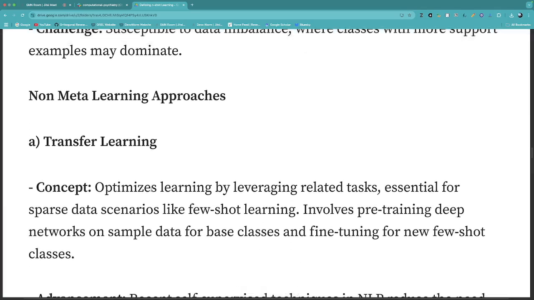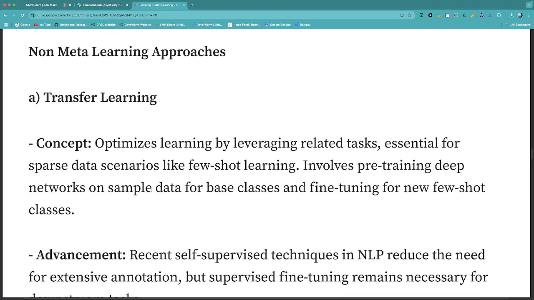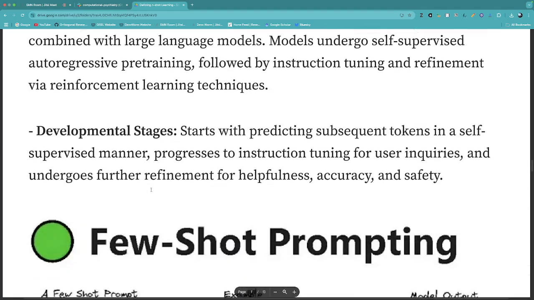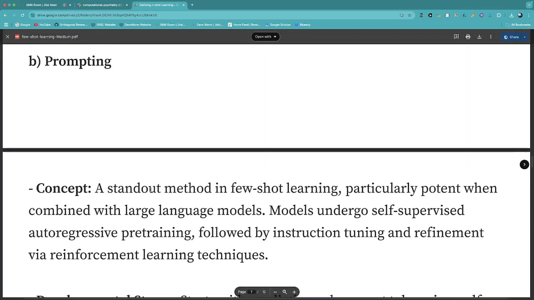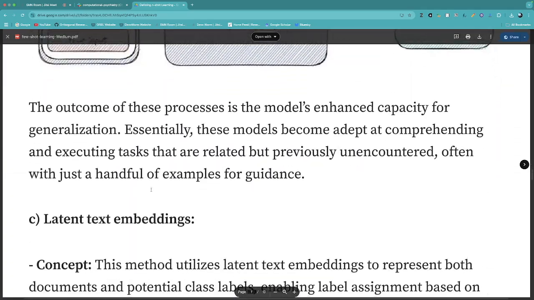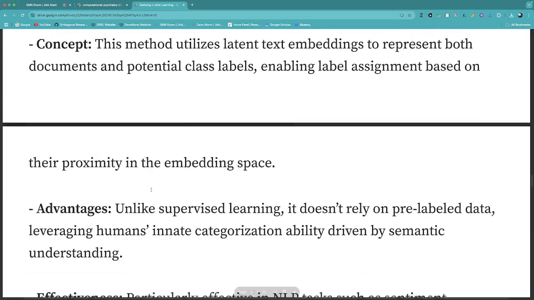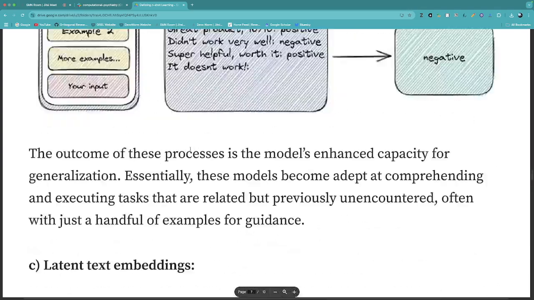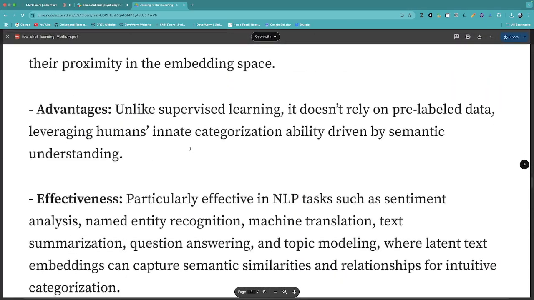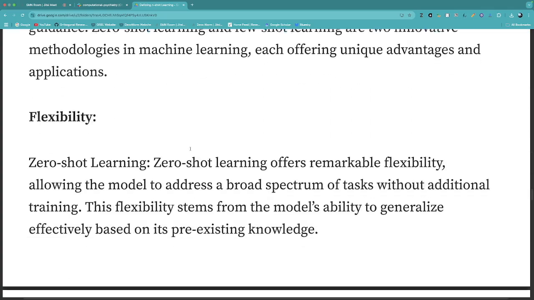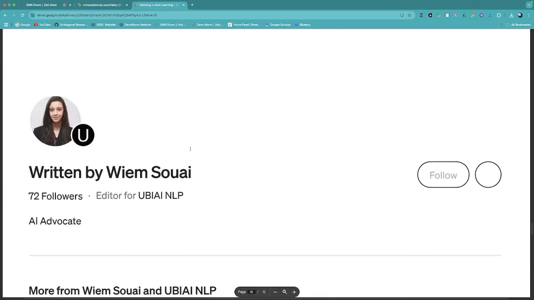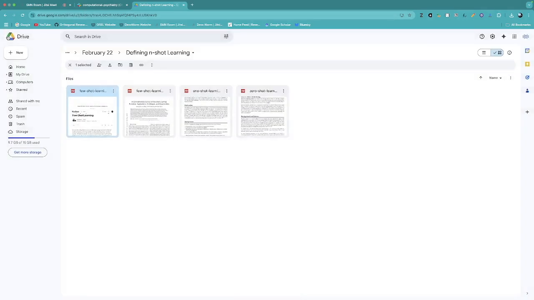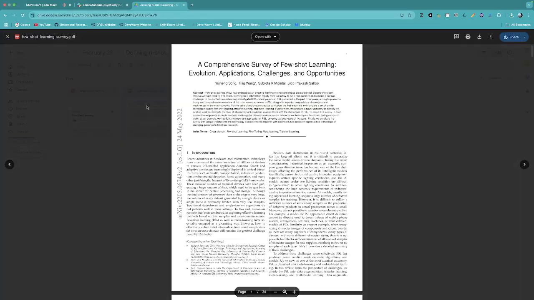Then you have non-meta learning approaches such as transfer learning, prompting, and latent text embeddings, and that's all for that. So that's some examples of how this works. And then finally, I want to get to this paper here. This is few-shot learning. It's a survey of the field.